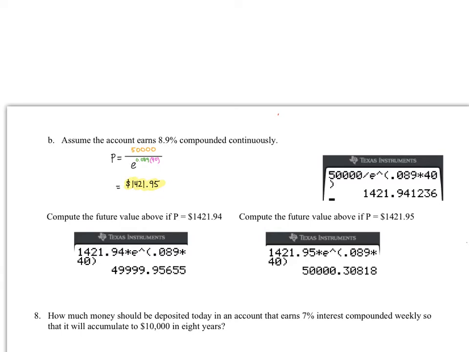Now I want you to take a look at example 8 really quickly, and find how much money should be deposited today in an account that earns 7% interest compounded weekly. If it's compounded weekly, N is going to be 52, since there are 52 weeks in a year, and that will accumulate to $10,000 in 8 years. So our future value is $10,000. I want to know how much I need to put into the account right now. So go ahead, try the formula, and check back.